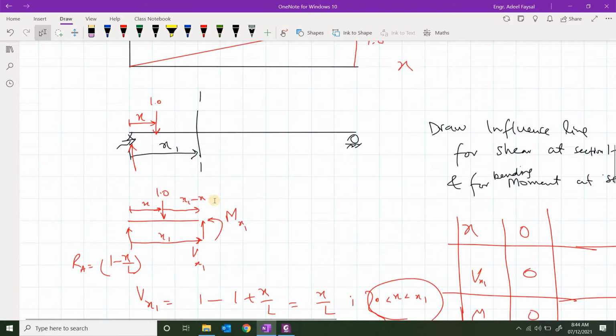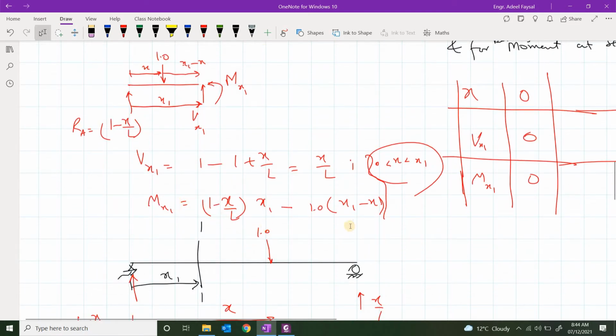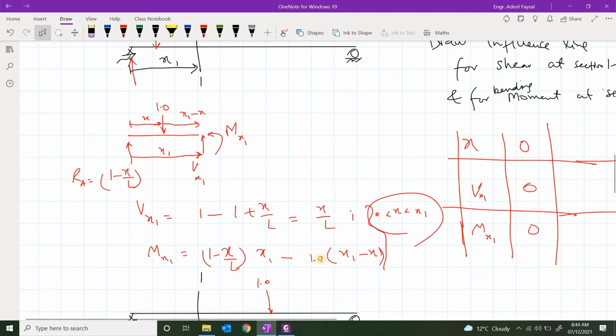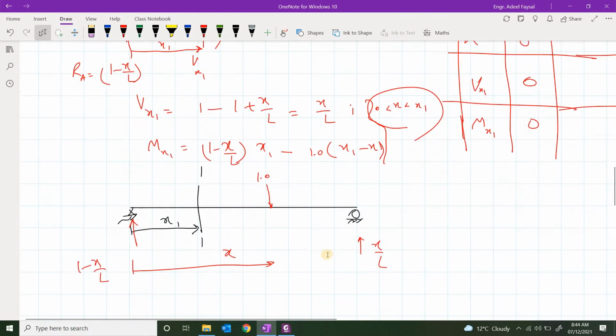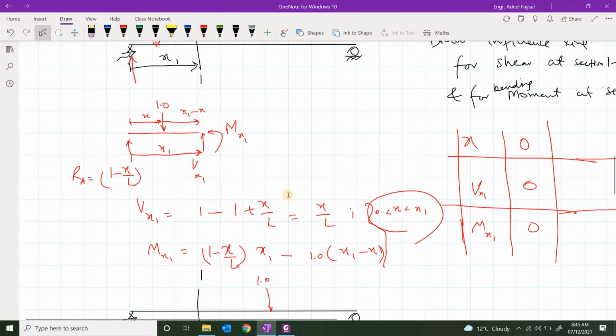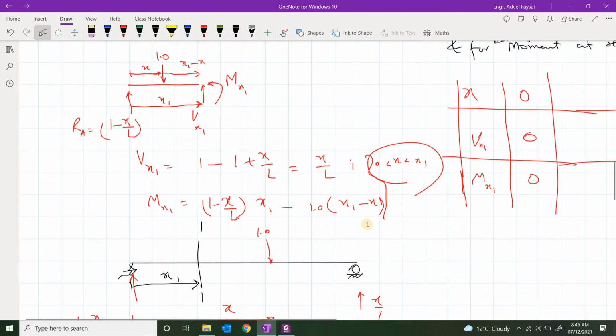Okay, so let's now look at the ILD for bending moment. We have already written the equations for the M at x1 in terms of the distance x. So you can see this expression. This is for x between 0 and x1. I can see that the equation can be further simplified, but let's look at the equation in the way it looks right now. So this is how the expression should look. We can maybe further simplify it a little bit.